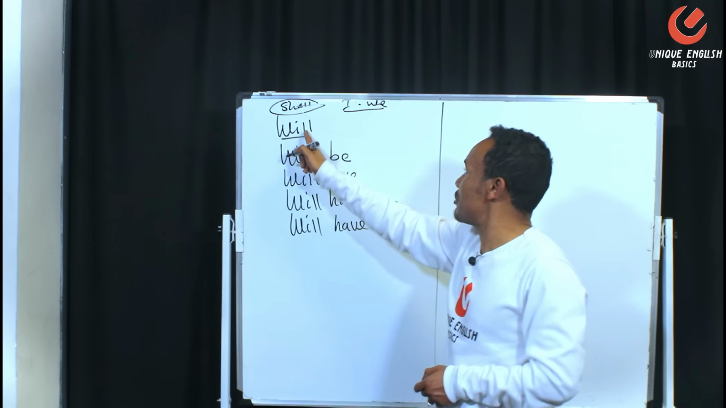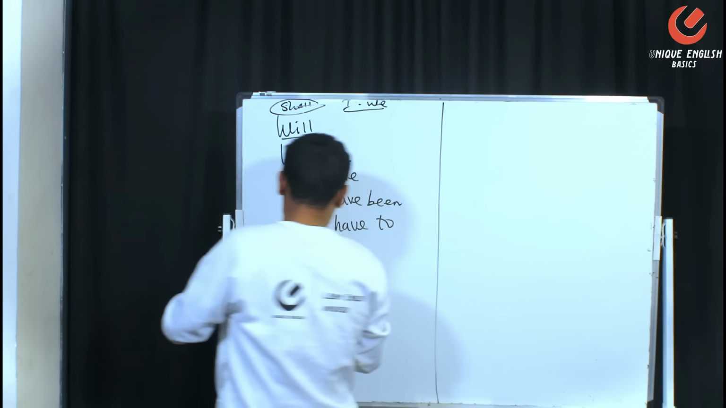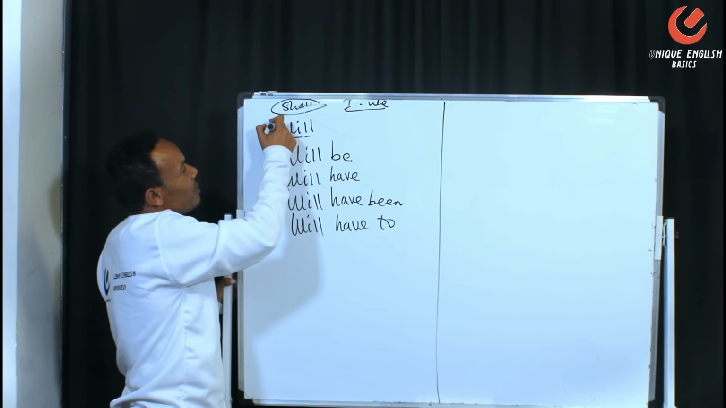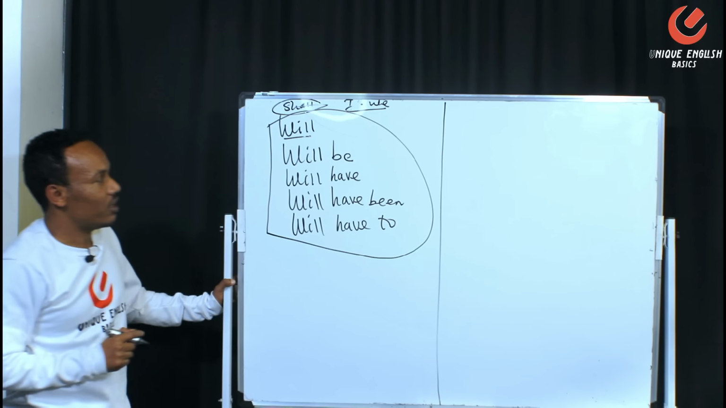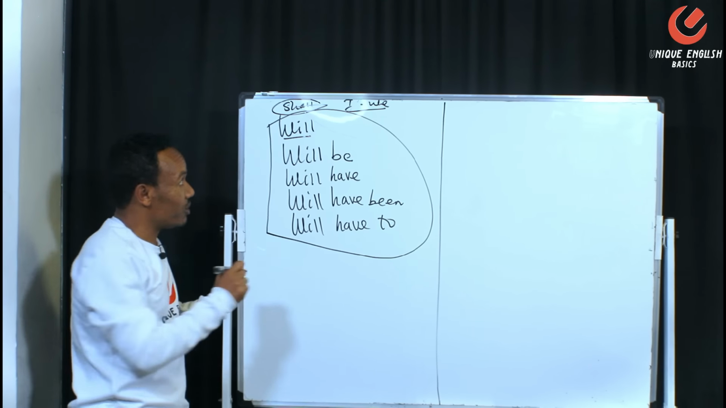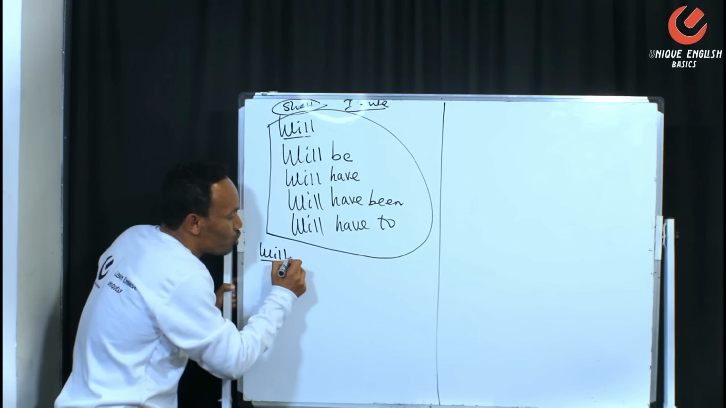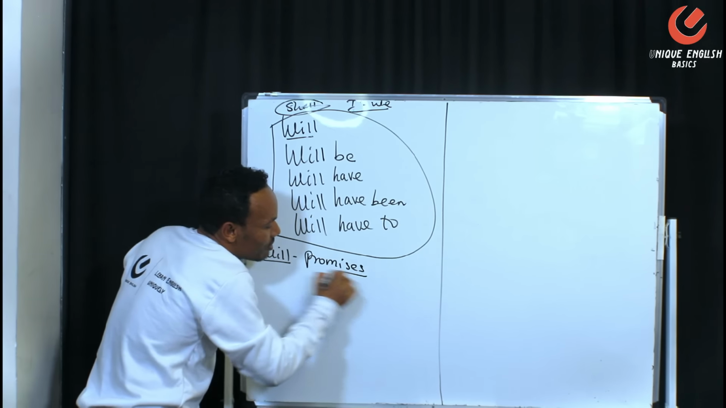All right, what's the difference between will and will be? First of all, when you say will, we are talking all about this future, right? We are talking about future, right? So when you say will is used to talk about promises. To talk about what? Promises.